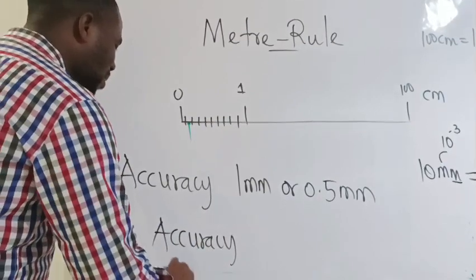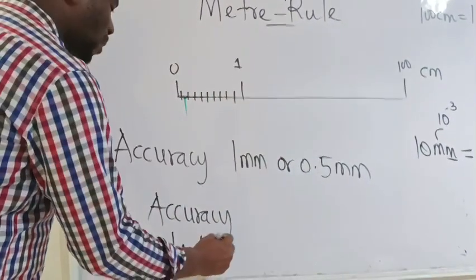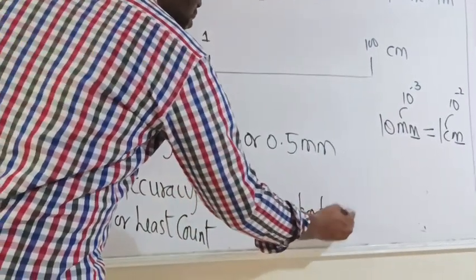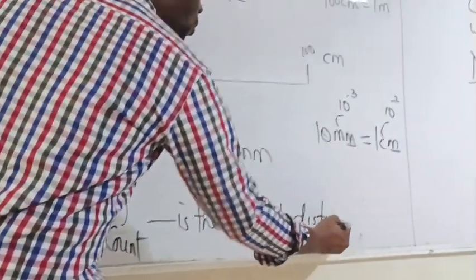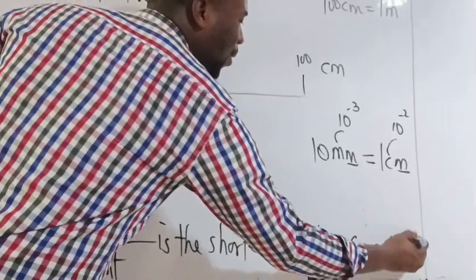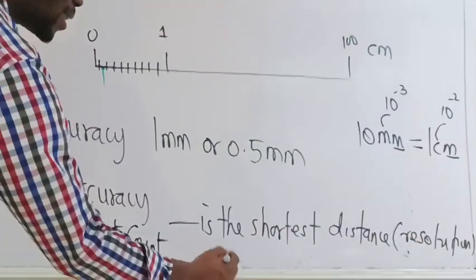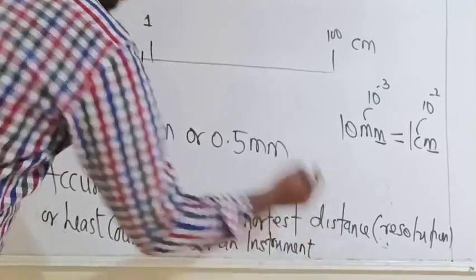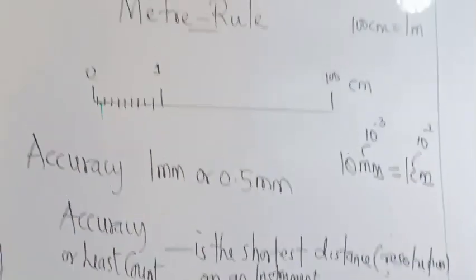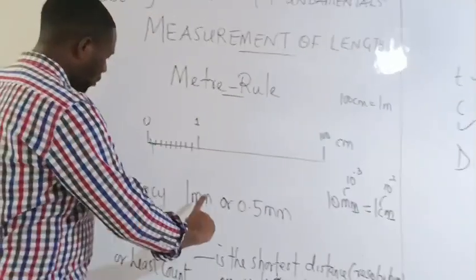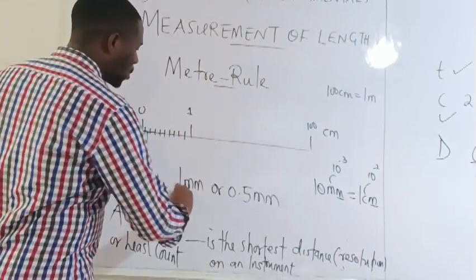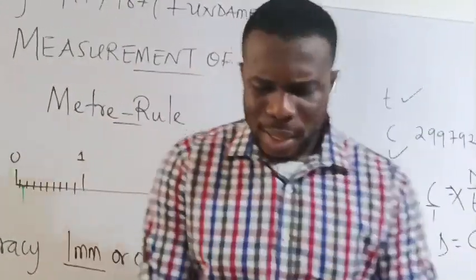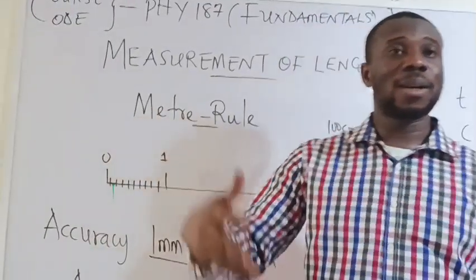We also use the word least count when we deal with measuring instruments. Least count is the shortest distance, or we use the word resolution, the shortest distance or resolution on an instrument. We could see clearly that the smallest mark here is 1 millimeter. So for my convenience, I would prefer to talk about the accuracy of a meter rule as 1 millimeter. But of course, we could see half of that, that's 0.5 millimeter. That's for a meter rule, to measure the length of your book or the length of your desk.